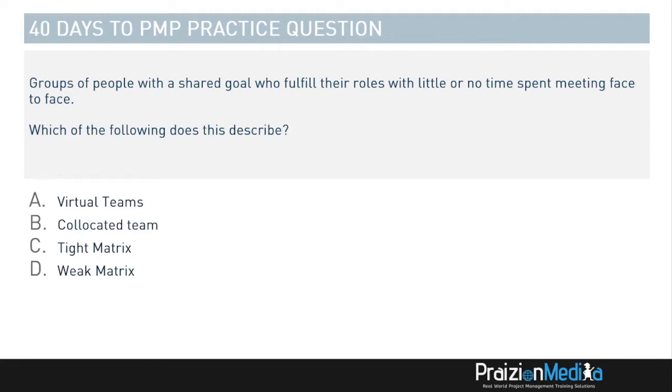All right. I will reveal the answer, so if you need more time, hit the pause button. All right. The answer to this is virtual teams. Co-located teams, of course, are not geographically dispersed, right? And the description of little or no time meeting face-to-face does not fit that. So it's not B, co-located. It's not C. Tight matrix is the same as co-located. Weak matrix has to do with an organization type.